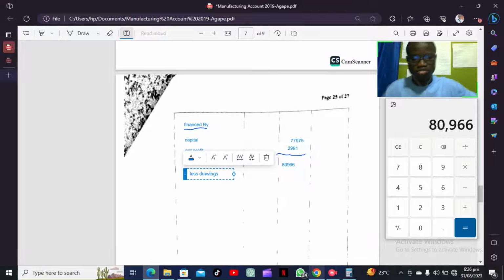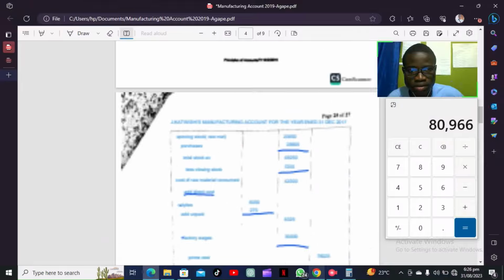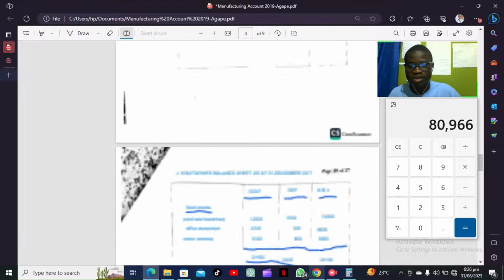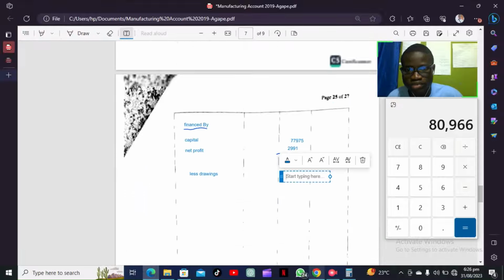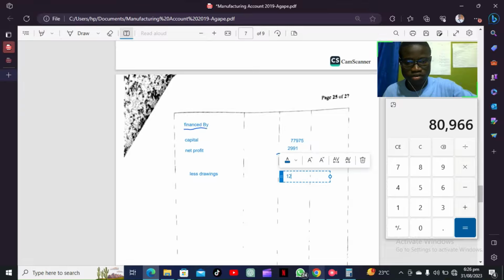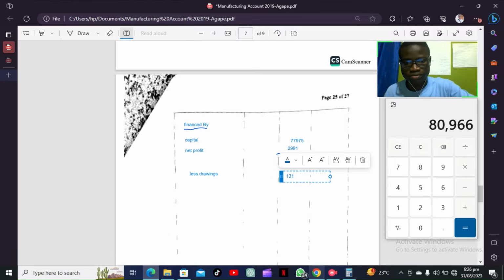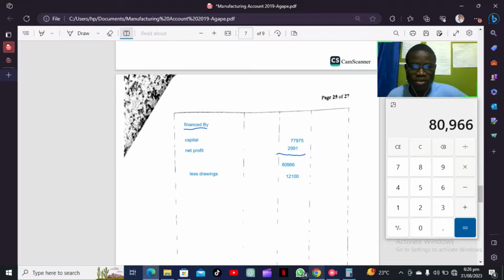Less drawings. How much was the drawings for J Katwishi? The drawings figure was, sorry, why am I even going outside? The drawings figure for J Katwishi was 12,100. So we're going to write it, 12,100. Yes, 12,100. Like so. Then when we bring our drawings figure here, we're going to subtract.